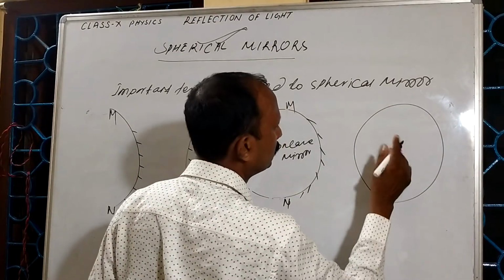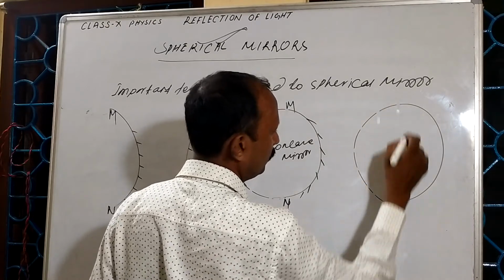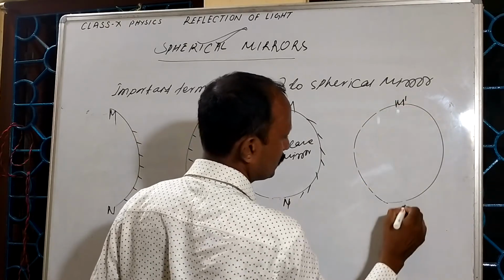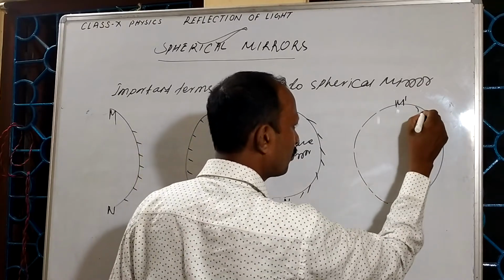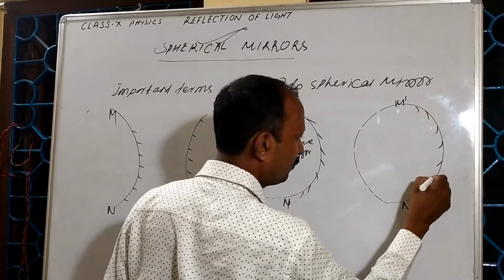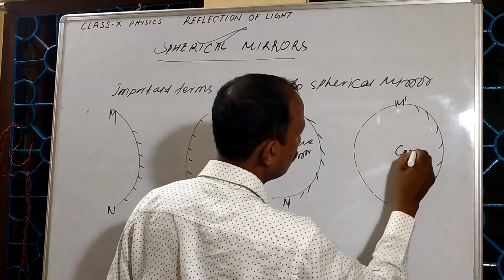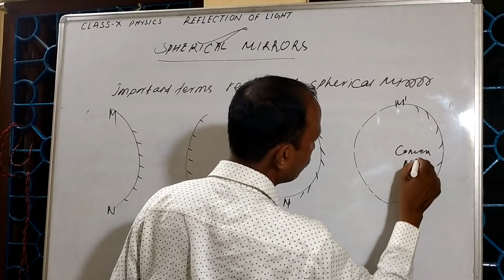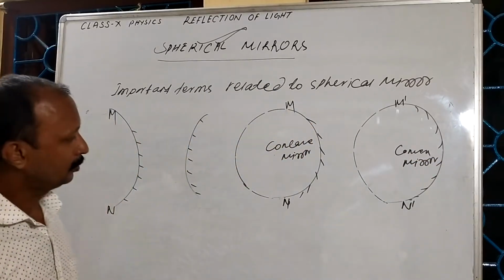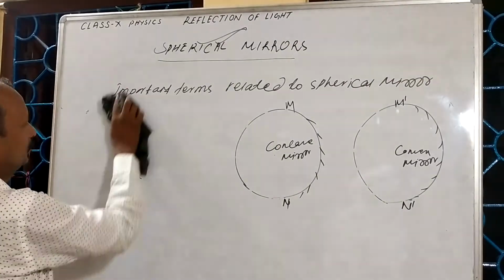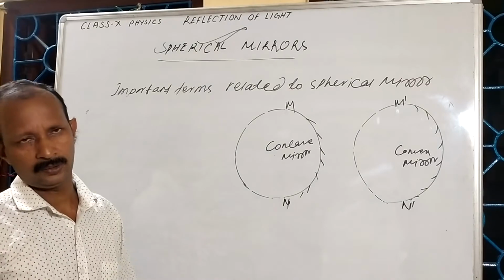Similarly, suppose M dash N dash, this part we are taking, its inner surface is coated with a silver polished surface. Okay, so this is a convex mirror. Now listen carefully. So first point, first terms.